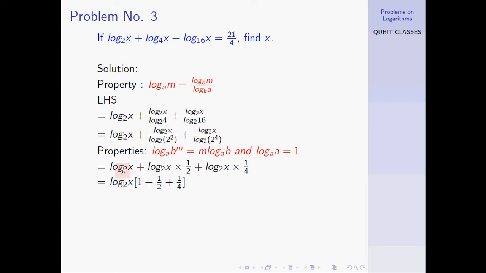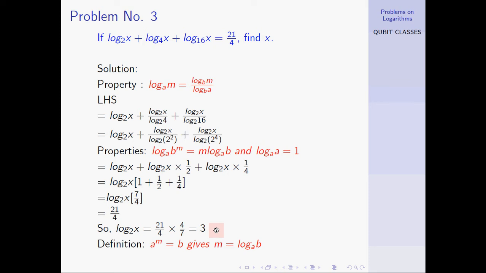Now let us take this log of x to the base 2 common from these three terms. So in the bracket we are left with 1 plus 1 upon 2 plus 1 upon 4, which gives us 7 upon 4. Now let us equate this with the RHS, which is 21 upon 4. So log of x to the base 2 will now be 21 upon 4 into 4 by 7, which is 3.